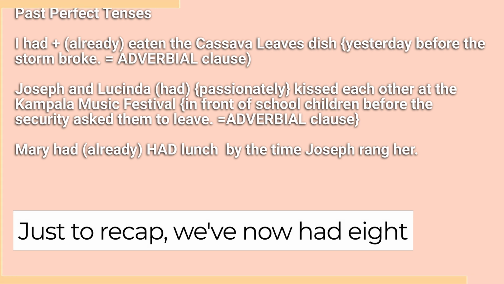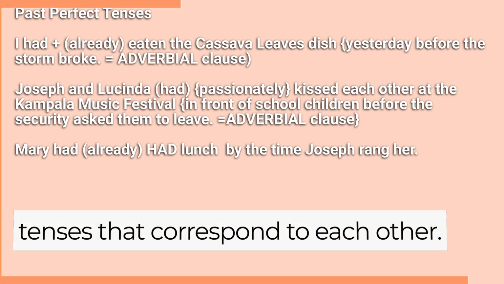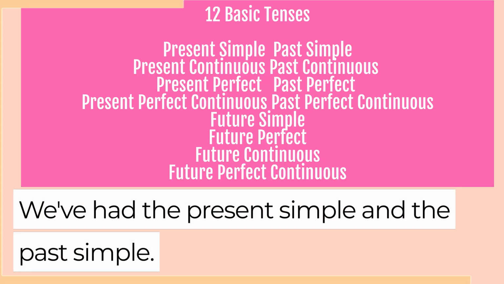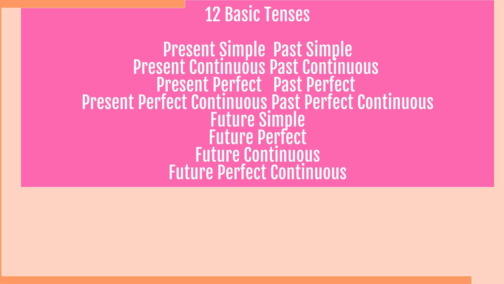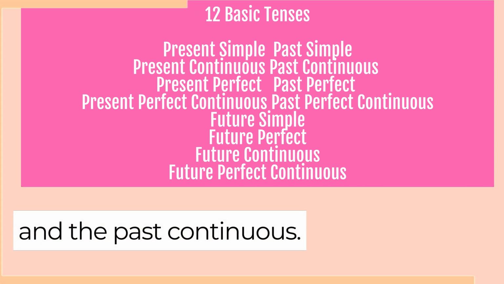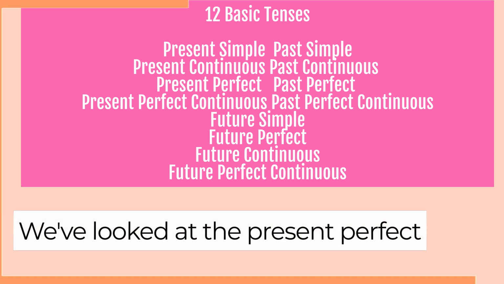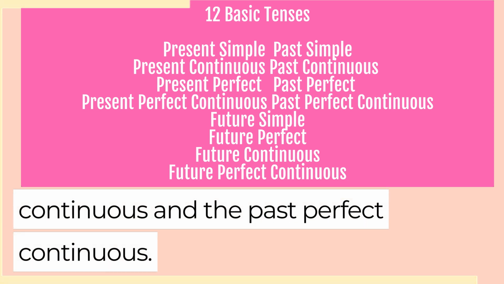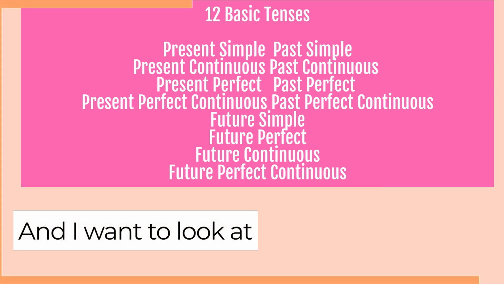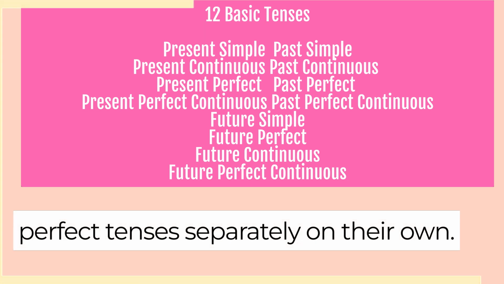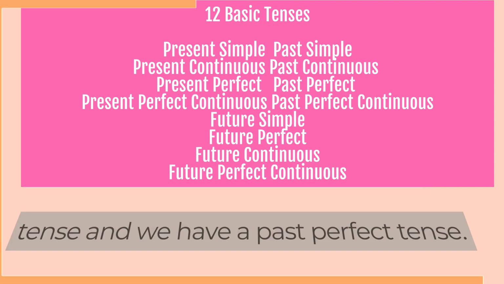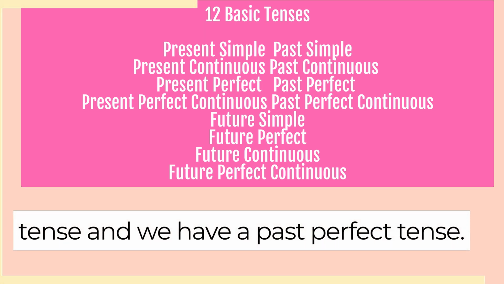Just to recap, we've now had 8 tenses that correspond to each other. We've had the present simple and the past simple. We've discussed the present continuous and the past continuous. We've looked at the present perfect continuous and the past perfect continuous. And I want to look at perfect tenses separately on their own. So I'm going to say we had a present perfect tense and we had a past perfect tense.